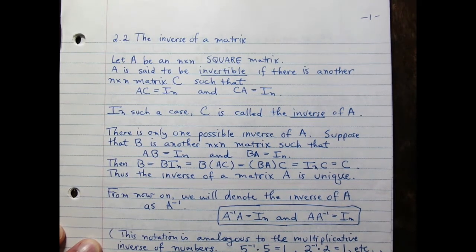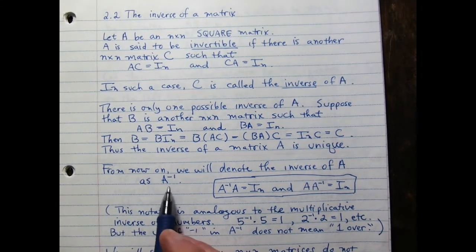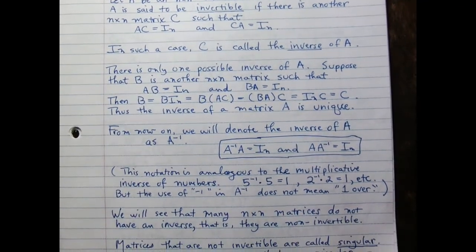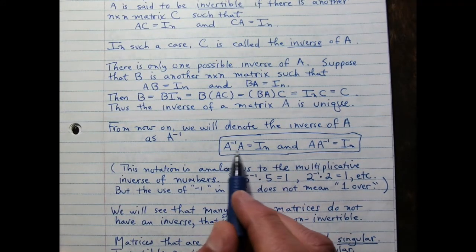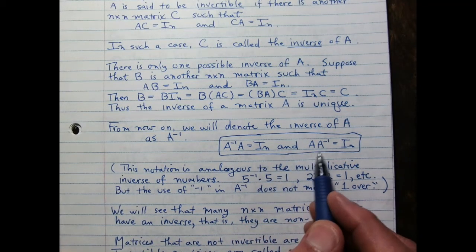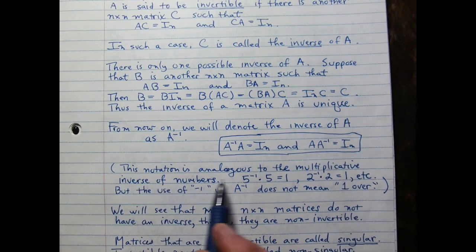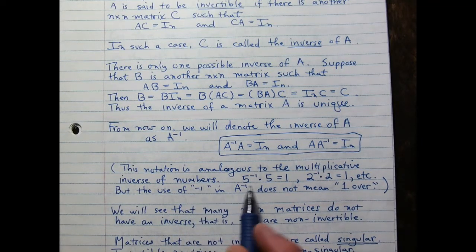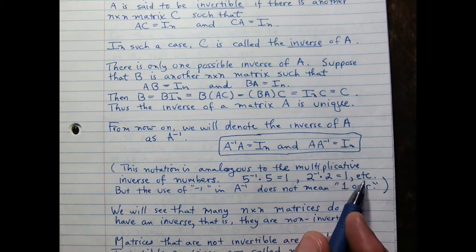There's only one. And so from now on, we're going to use a special notation for this. We're going to write the inverse as A to the minus 1 power, and we're going to read that as A inverse. So what's really important here is what's in the box. A inverse times A is the n by n identity matrix, and A times A inverse is also the identity matrix. Now, this notation is analogous to the multiplicative inverses of numbers. Just like 5 to the negative 1 times 5 is 1, 2 to the negative 1 times 2 is 1.